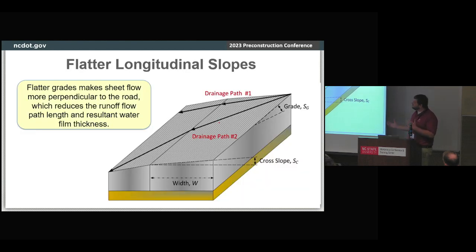One thing people may find confusing is that flatter longitudinal grades are better for hydroplaning. The higher the longitudinal slope is, the further the water has to travel. So the further it has to travel, the thicker it is. So it's actually better to have flatter longitudinal slopes.